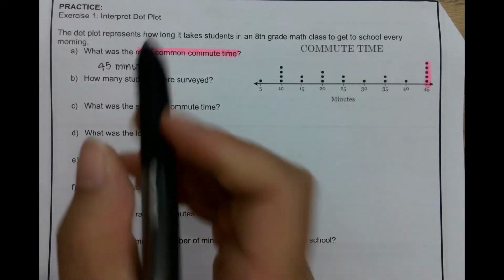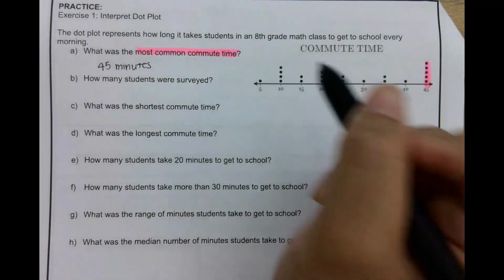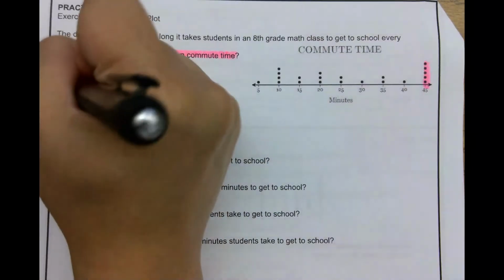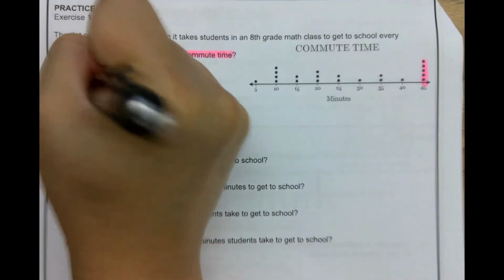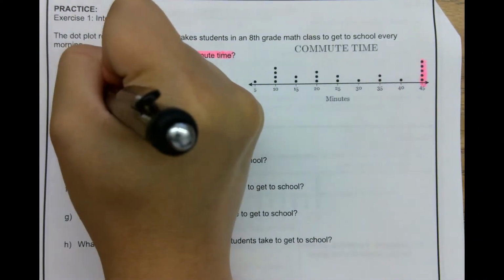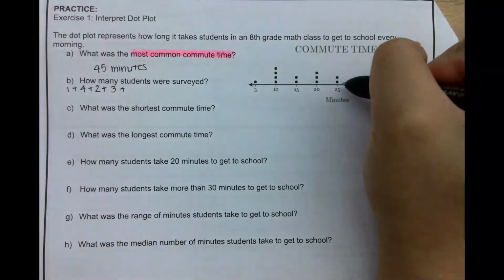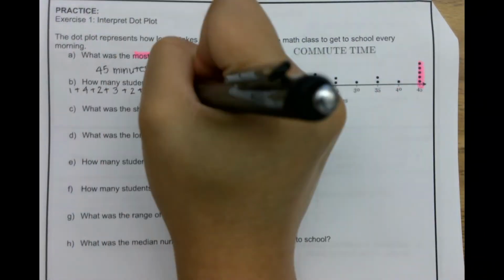Then it asks for how many students were surveyed. And to do that, we're going to add up all of the dots. So here I have 1 dot for the first one, plus 4 dots, plus 4, plus 2 dots, so 2 students there, and then 3 students there, and then 2 students there, 1 student, and then 2 students, and then 5 students. Okay, you could have also just counted it if you wanted to.